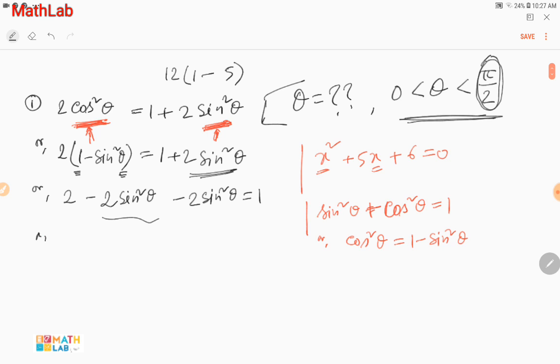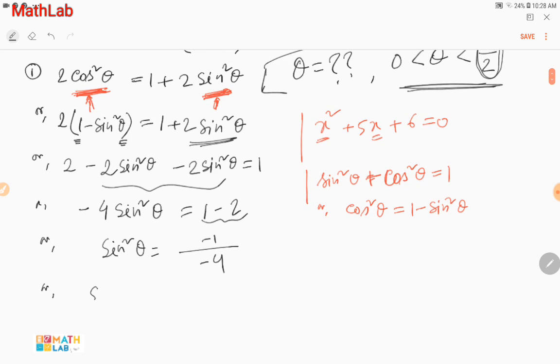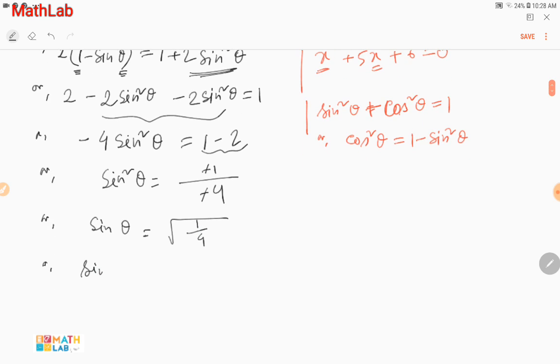Now we can add this to 1 because both are negative. Minus 4 sin square theta equals to 1 minus 2, or sine square theta equals to minus 1 divided by minus 4. Okay, then sine theta is, minus minus cancel, so root 1 by 4. Okay, so sine theta equals to half.